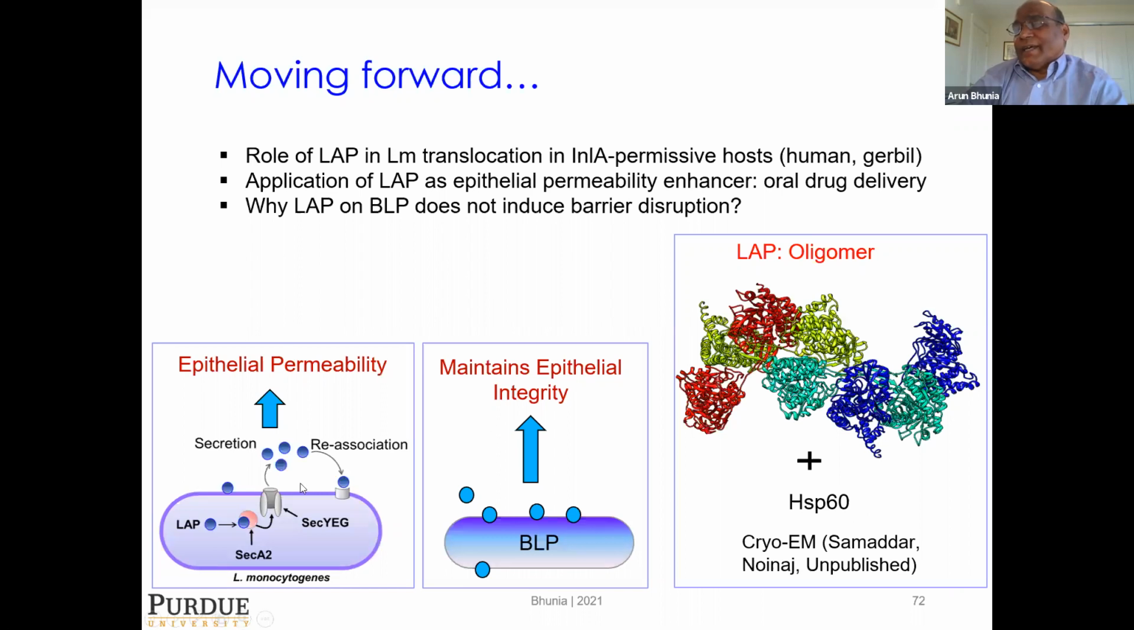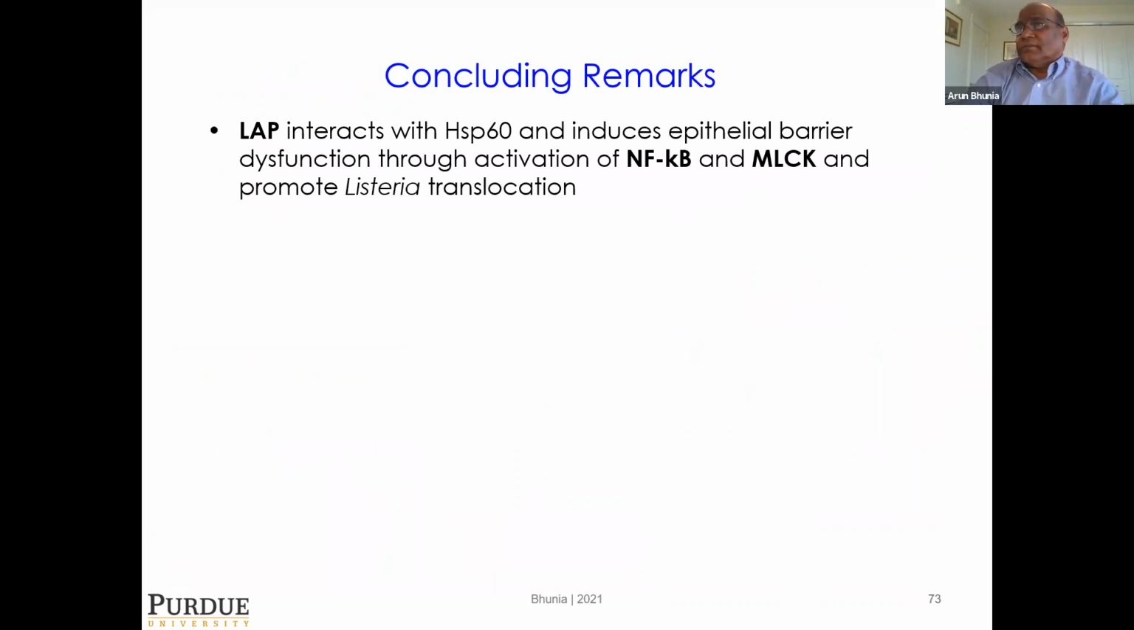So as I said, LM LAP increases epithelial permeability, whereas the BLP LAP maintains epithelial integrity. I think that's one of the critical questions we have to address in the near future. Possibly working with the structure, the folding, how it interacts with the receptor may help address some of those questions. So with the help of Dr. Noynes, my graduate student Manali, and some others, we are looking into that structure-function relationship and how that may help address some of the questions we are asking. So some of the concluding points I want to highlight. LAP interacts with HSP60.